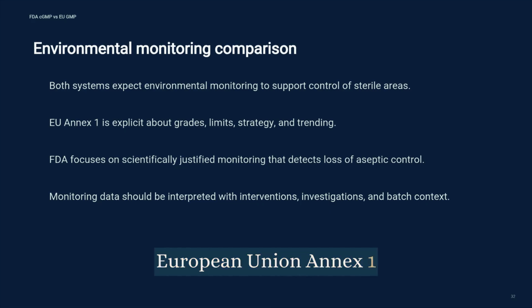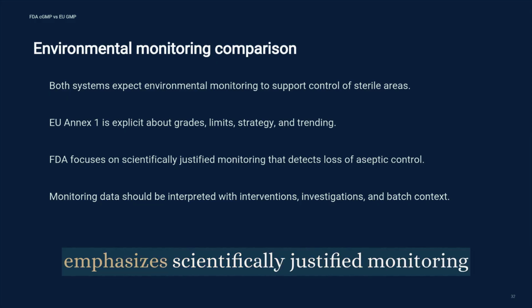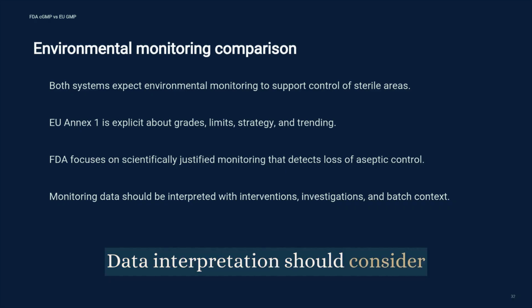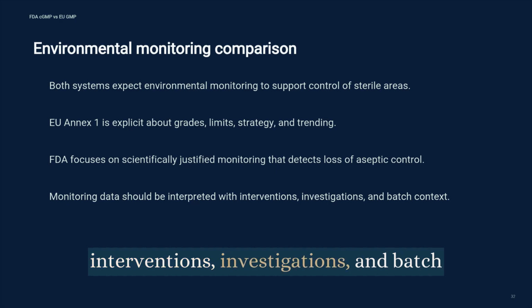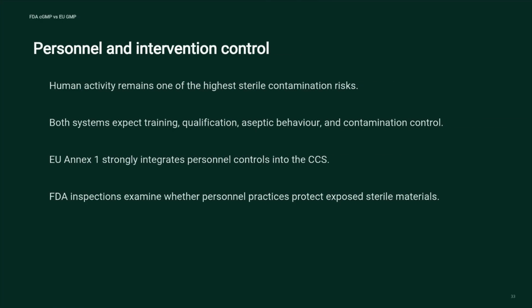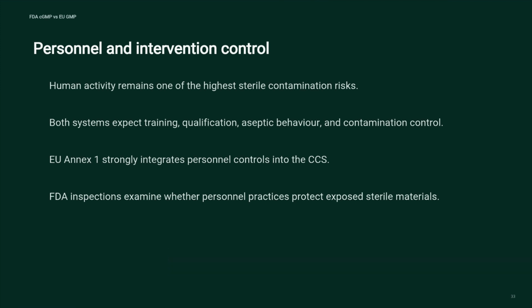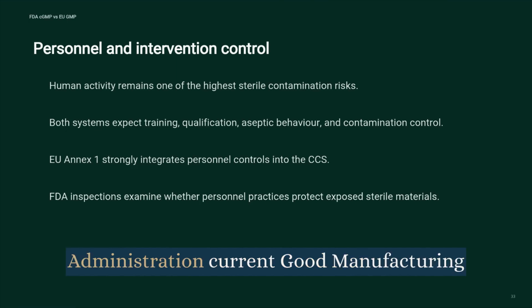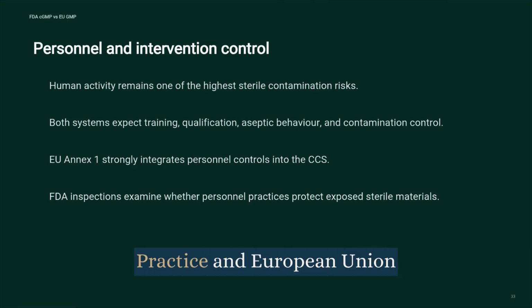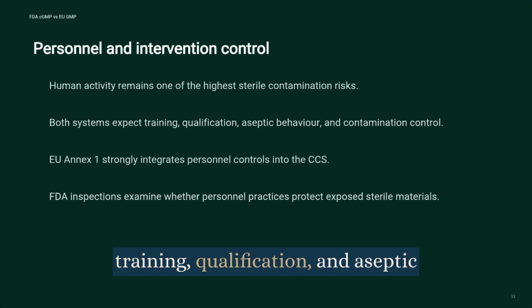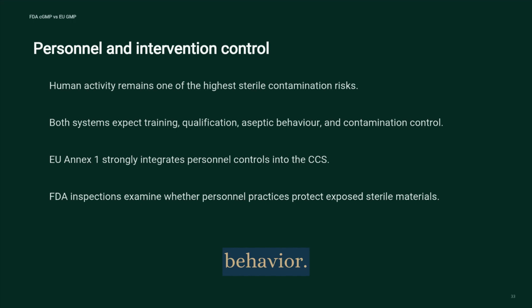European Union Annex 1 specifies grades, limits, and strategies, while the FDA emphasizes scientifically justified monitoring to detect aseptic control loss. Data interpretation should consider interventions, investigations, and batch context. Human activity is a significant contamination risk in sterile environments. Both Food and Drug Administration current good manufacturing practice and European Union good manufacturing practice emphasize training, qualification, and aseptic behavior.